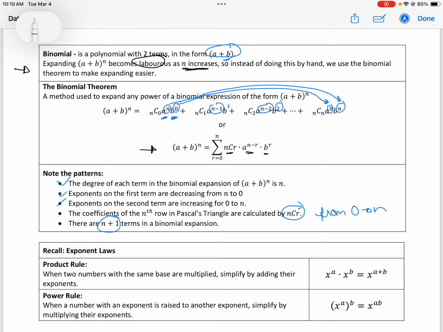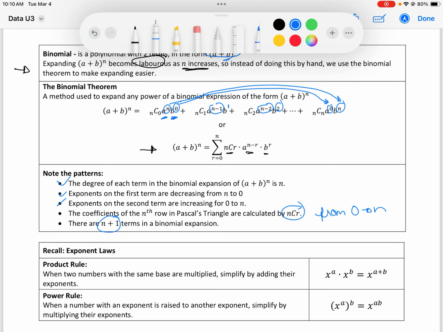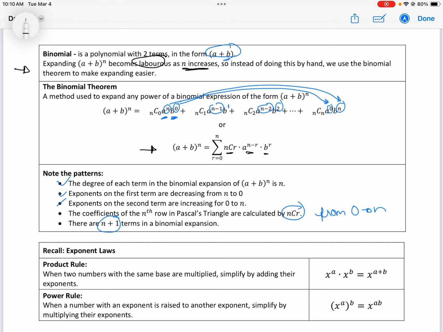Sometimes when we're multiplying and actually expanding, we have to use exponent laws. So just a quick recap. When 2 numbers are multiplied and they have the same base, we add the exponents. And then we're going to review the power rule. When we have a power raised to another power, we multiply the exponents.